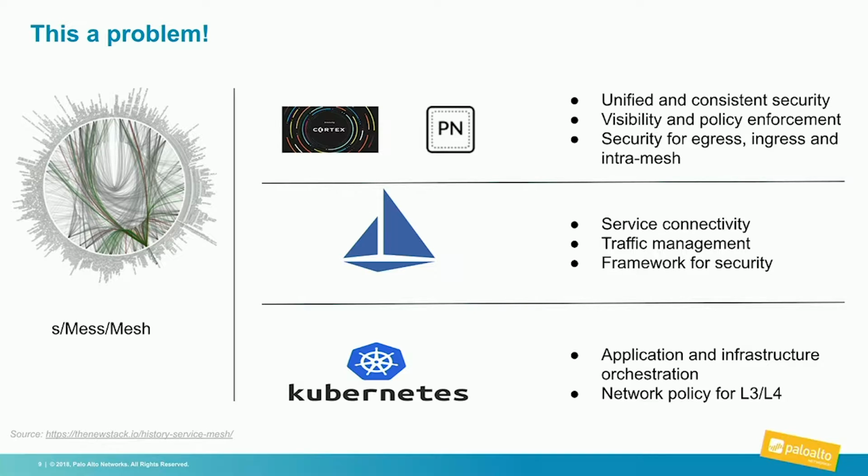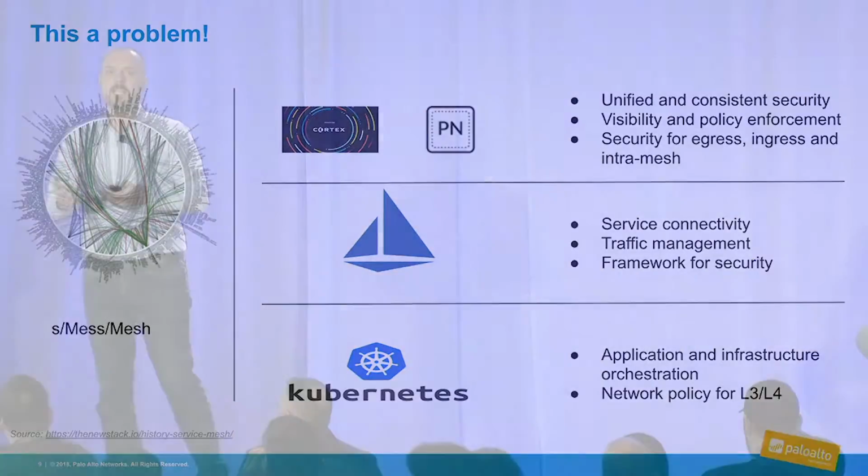Istio, arguably the number one implementation of service meshes, decided we're going to help you with the routing, and we're going to help you with the security. However, they just defined the framework around security. They let you implement it yourself and figure out how you want to deal with it.